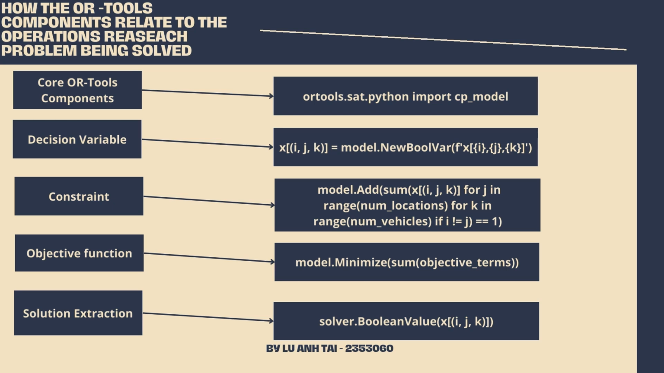About the objective function, as you could see in the example code right here, model.minimize means to minimize the total distance traveled plus the cost of vehicle use. As you can see, the sum in the brackets. So OR-Tools allows you to express this as a linear combination of variables. Finally, about the solution extraction, after the solver runs, you could extract the solution by using solver.BooleanValue to check if a vehicle travels between two locations or not, and solver.ObjectiveValue to get the optimal cost.